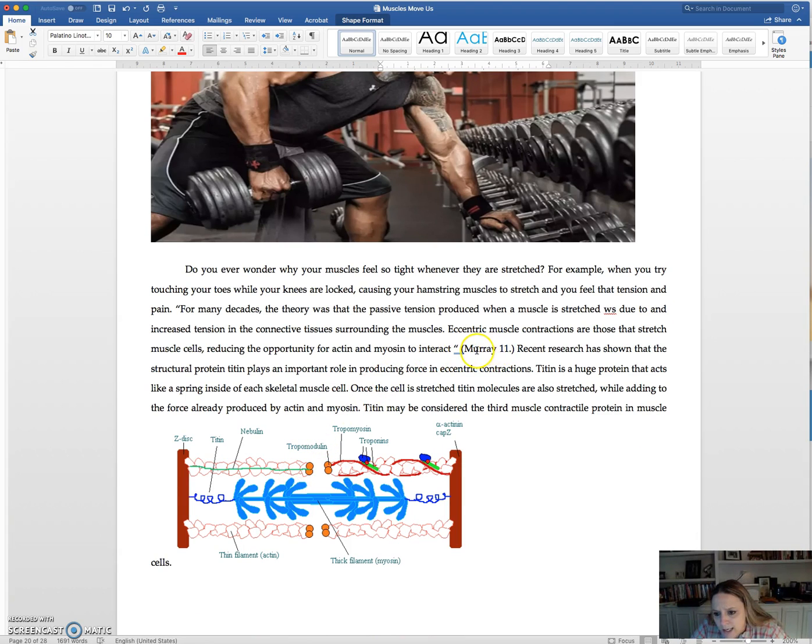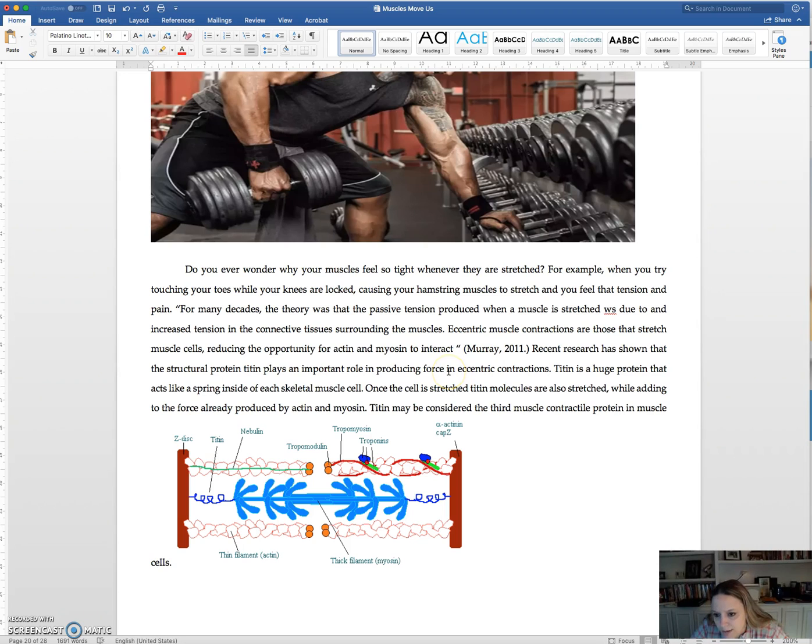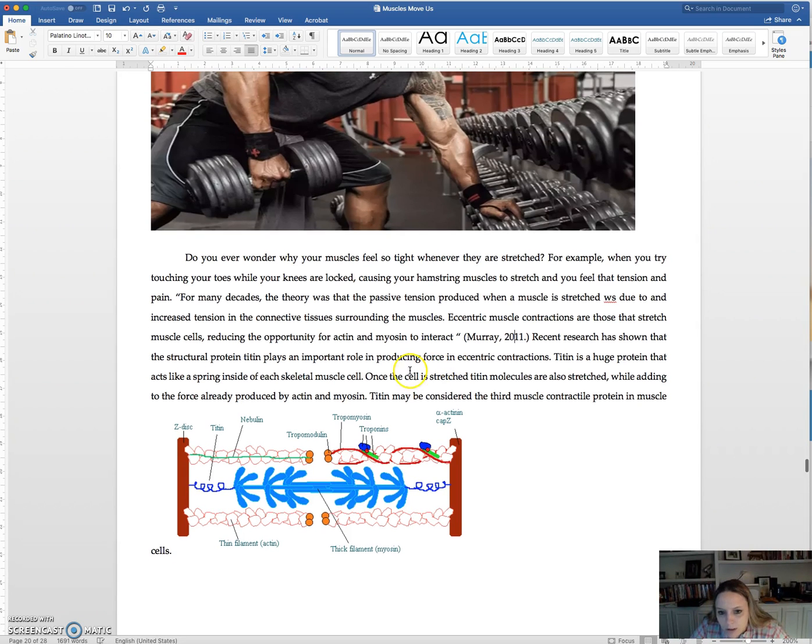All right. And if this is your citation, the parentheses should be Murray, comma, and then the year. So if that's 2011, you would say 2011. Okay. Let's see. Check your spelling here, is stretched. Is that supposed to be there? Do you ever wonder why your muscles feel so tight whenever they are stretched? All right. For many decades. All right. Good. Don't use too many quotations.